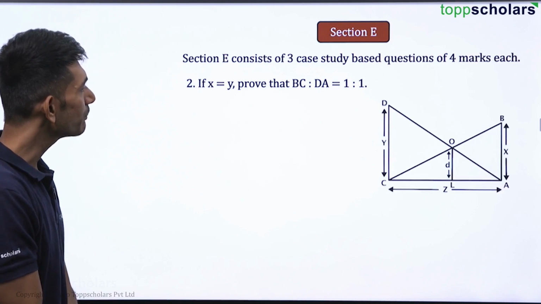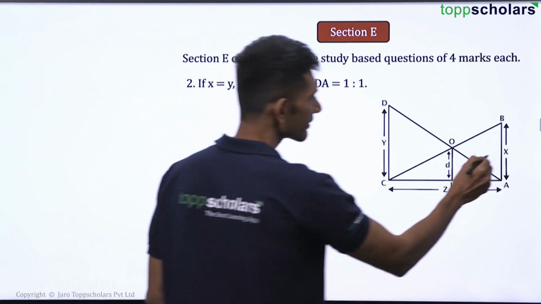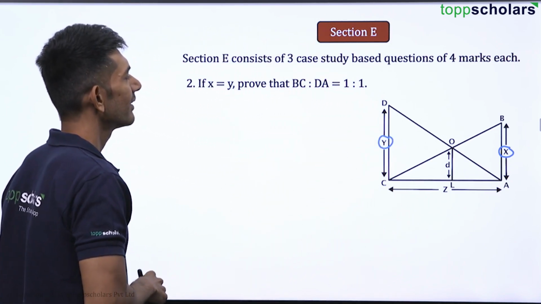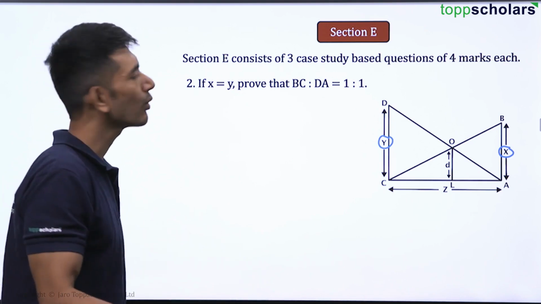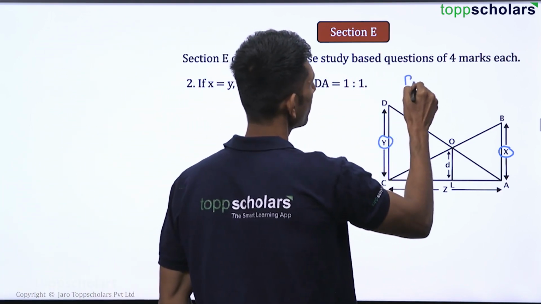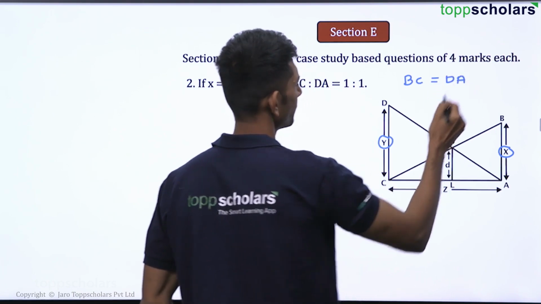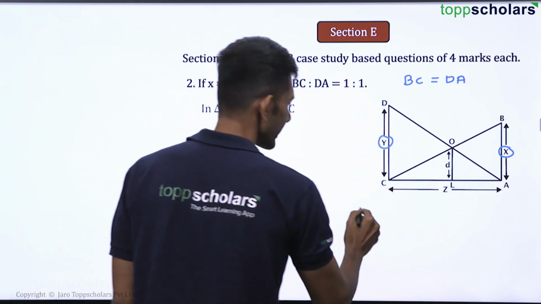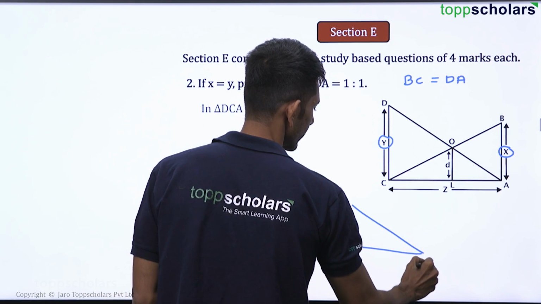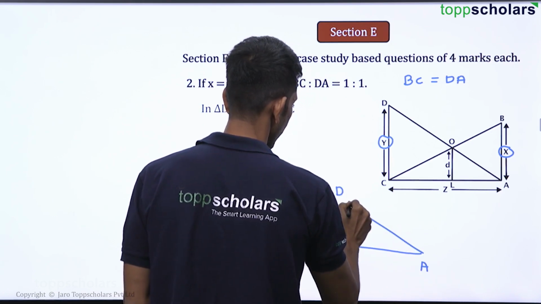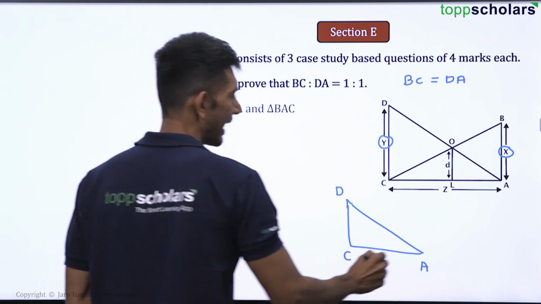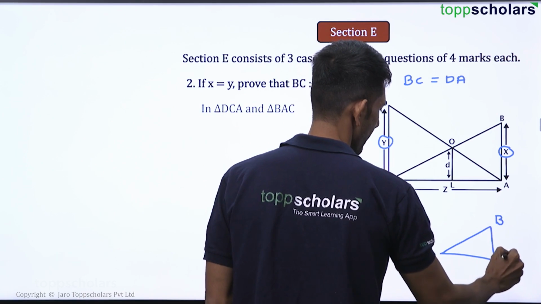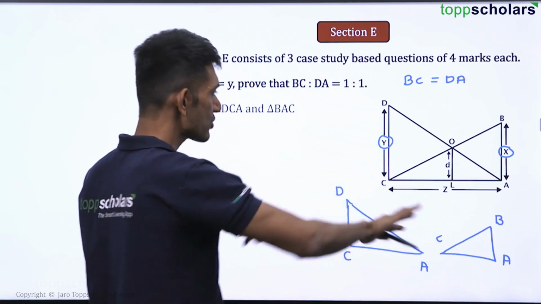Now if X is equal to Y, then prove that BC is to DA is 1:1. So X and Y are equal. We are supposed to prove that BC is equal to DA. For this, we need two bigger triangles. Triangle ADC, understand, I am separating the triangles, and we need this triangle, triangle BAC. These two triangles we need.